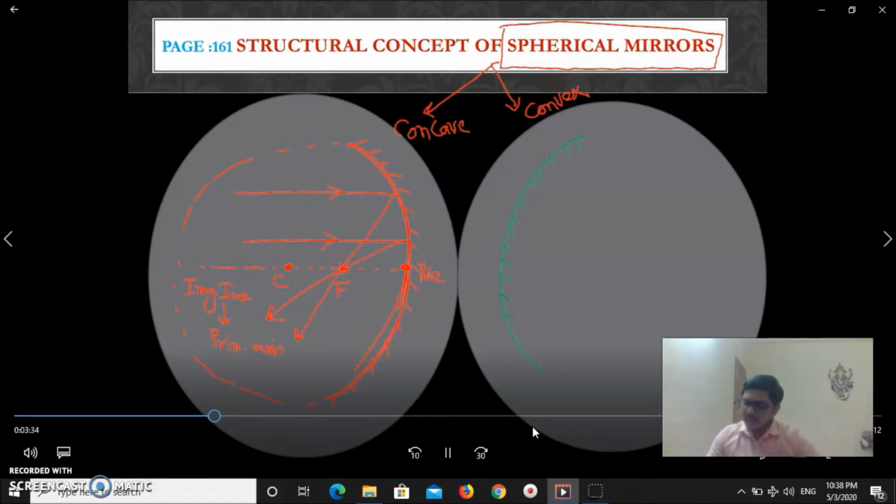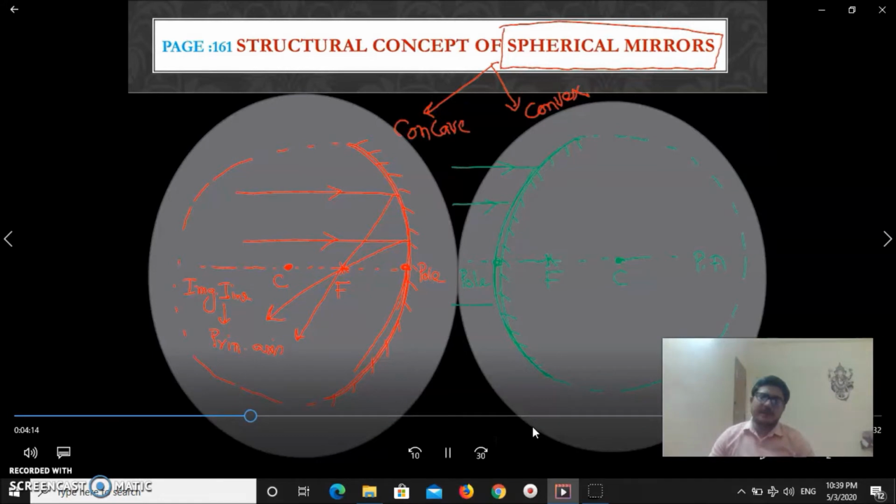Now let's draw the diagram for the convex mirror. I draw the convex mirror. Now I am completing the circle. Imagination, it's mine. In this circle, C is the center. So we can say this point C is the center of curvature for the spherical mirror. The middle point of the mirror is the pole. As usual, again I join pole and C by an imaginary line known as the principal axis. Similarly, at the middle of pole and C, another point I have taken, that is F.